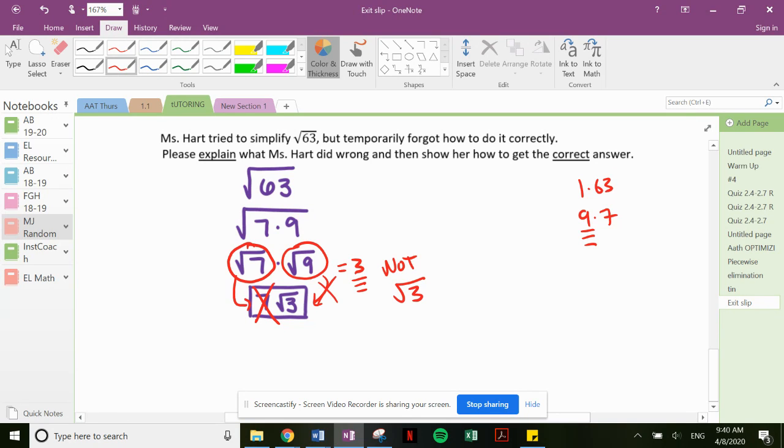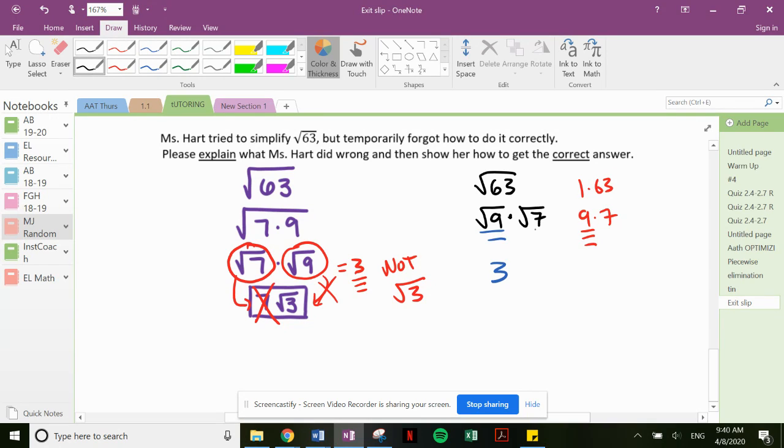So what we want to do is show Miss Hart how to get the correct answer. And I think that something that could help Miss Hart would be, instead of writing this as 7 times 9, choosing to write the perfect square first makes this a lot easier to simplify. Because if the square root of 63 is the square root of 9 times the square root of 7, we know that the square root of 9 is really just the number 3. Not root 3, but 3.